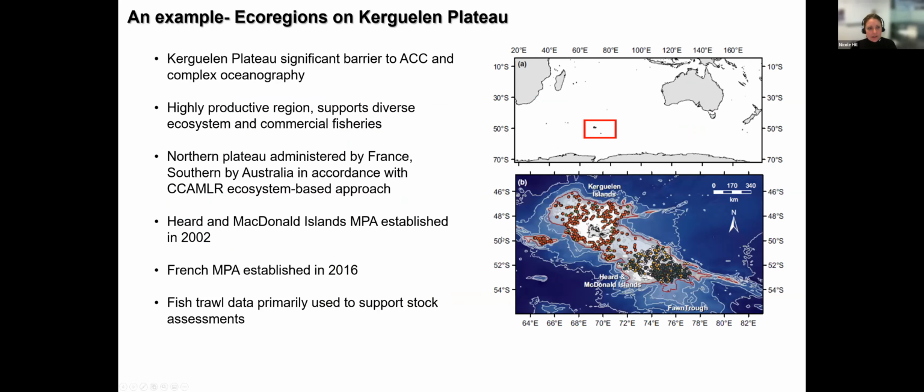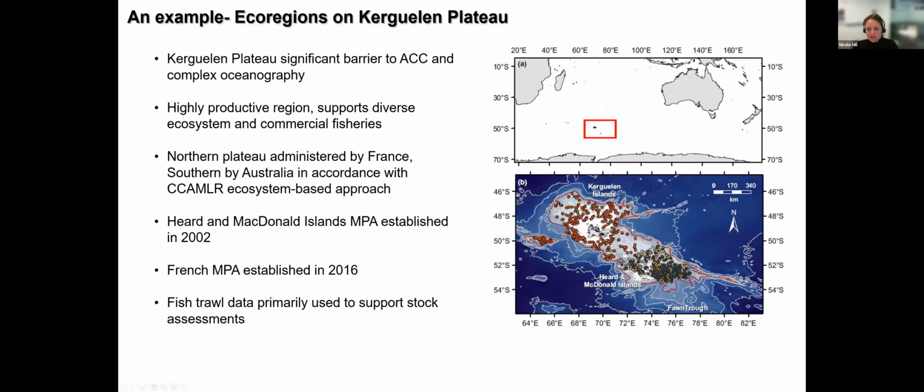And so a couple of examples where we've done this in different contexts in the Southern Ocean is an eco-regionalisation of the Kerguelen Plateau. So as most of you probably know, the Kerguelen Plateau is a significant feature in the southern Indian Ocean. It's a barrier to the Antarctic circumpolar current. It has a complex oceanography, which essentially results in a highly productive region that supports a diverse ecosystem from phytoplankton to seals and birds, and also commercial fisheries.